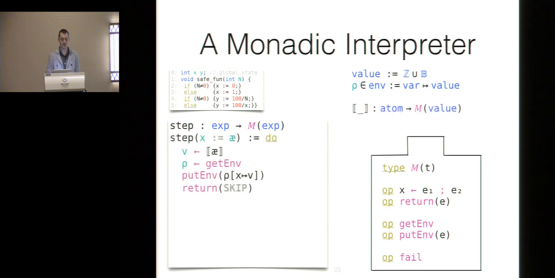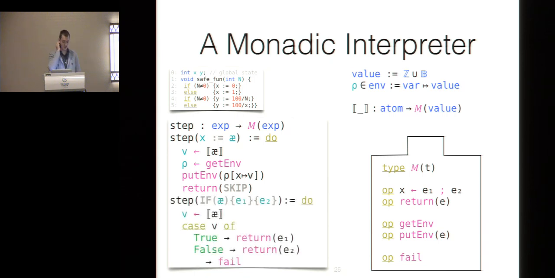So to interpret an assignment statement, we use this do notation for that semicolon operator. We interpret the atomic expression, which I use this Oxford bracket operator for, which performs effects because it needs to look up things in the environment. I get the environment, I update it to map the variable to the new value, and I return skip, signaling that there is no next expression to evaluate.